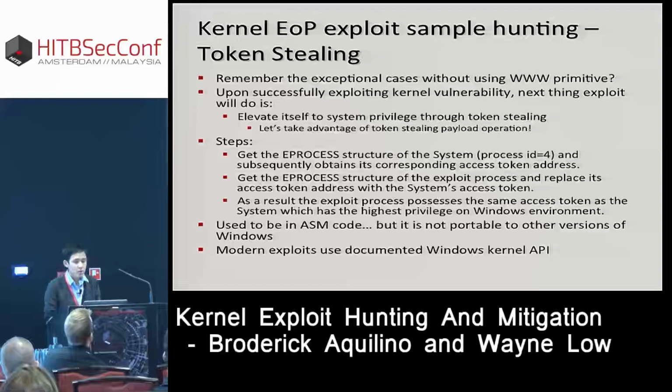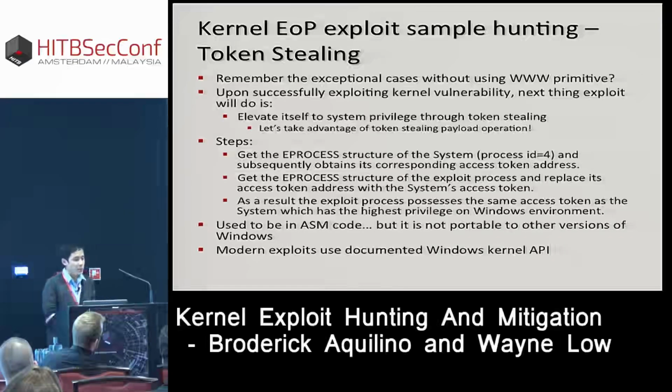To recap, not all kernel exploits use the write-what-where primitive. So, how can we deal with these other exceptional cases? In order to do that, we need to first understand what the typical post-kernel-exploit payload used by an exploit process is. Traditionally, after exploiting a kernel vulnerability, an exploit process will typically elevate itself to system privilege through token stealing. In other words, we could take advantage of the token stealing payload operations, which can be summarized in three simple steps.